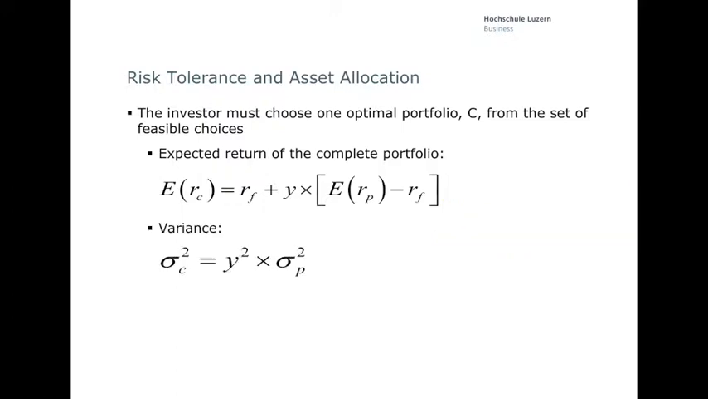We have also shown in the previous session that the standard deviation of the complete portfolio is the standard deviation of the risky asset multiplied by the risky portfolio proportion Y. Therefore, the variance is simply computed by the square of the standard deviation.